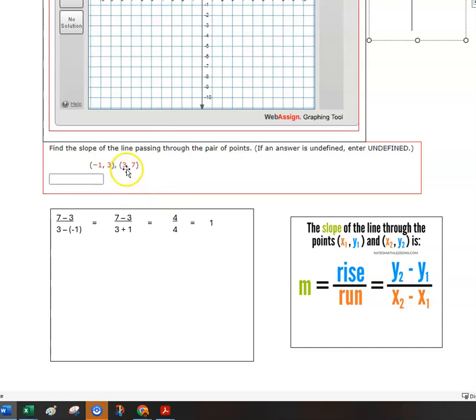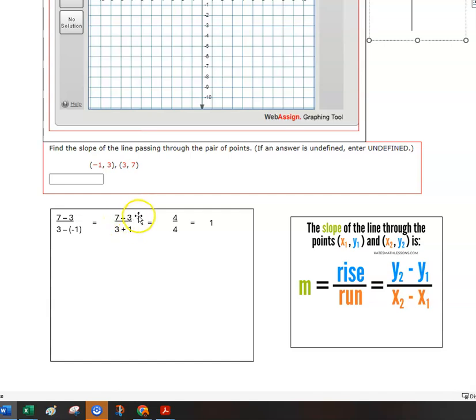So what this means is I have an ordered pair right there. I'm going to take y, the second y, which is 7, and subtract 3. I'll put that over the second x, which is 3, minus -1. I purposely wrote it this way. Now I have 7 minus 3. What I did is I made this plus and made this plus, over 3 plus 1.